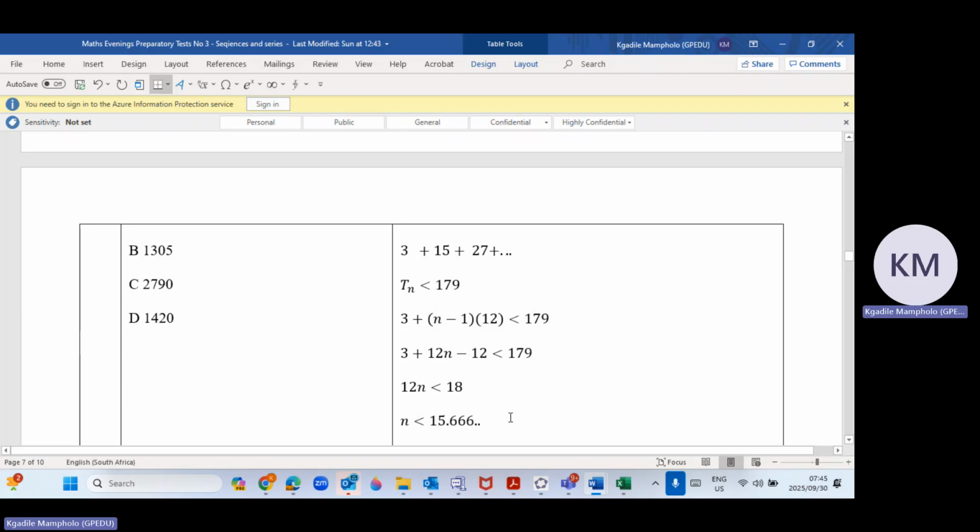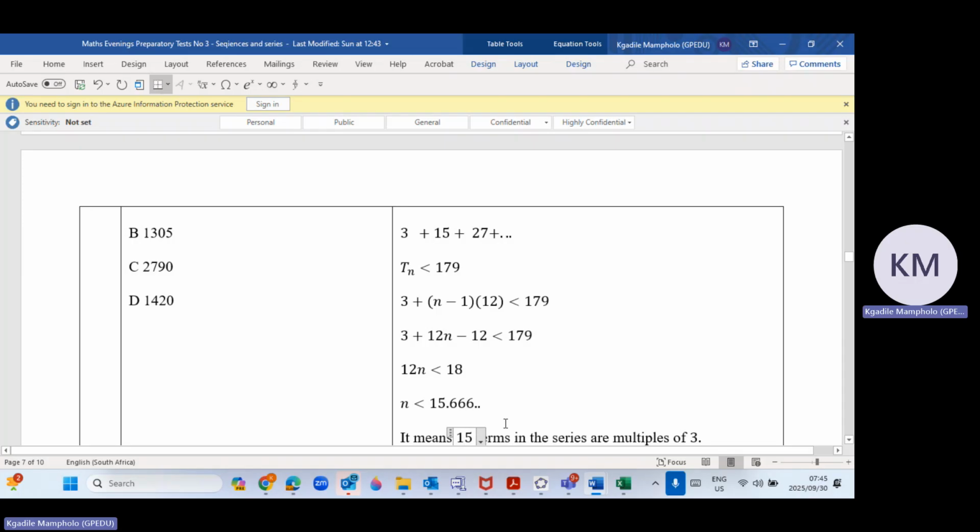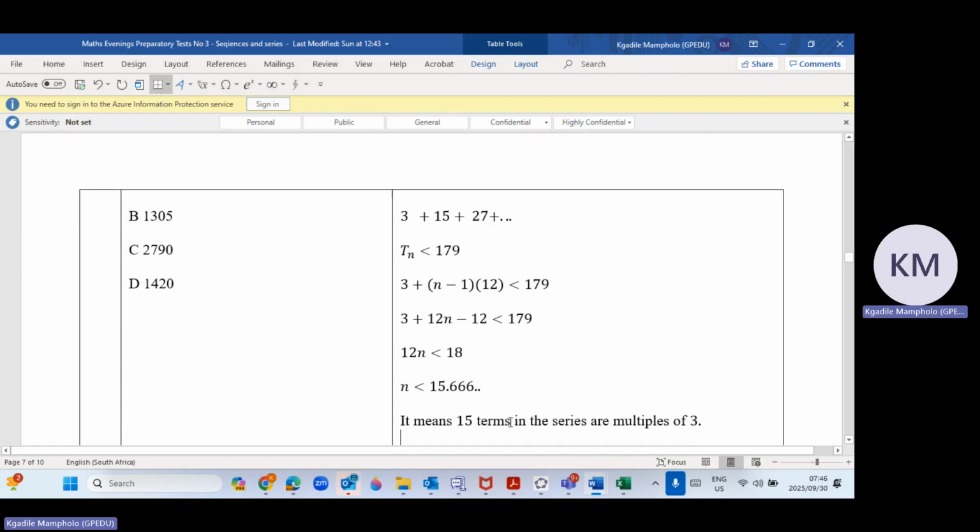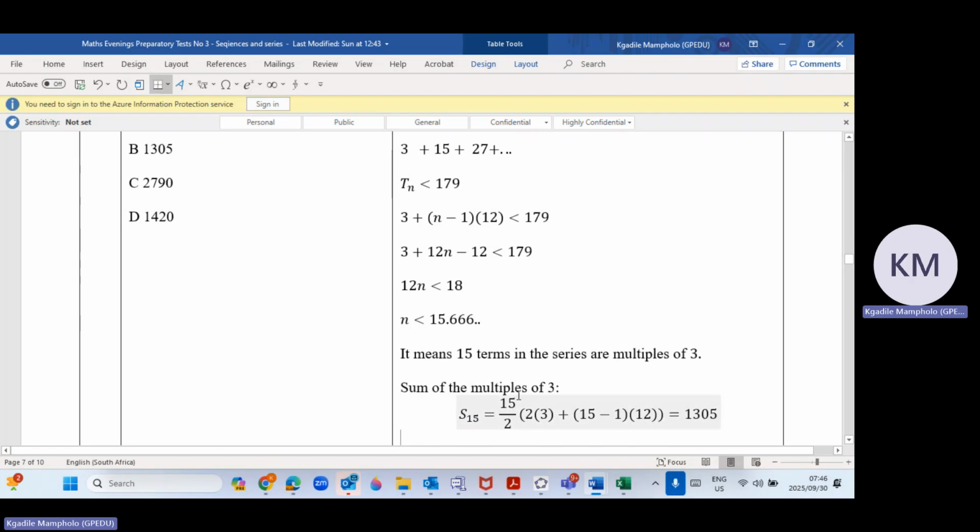It's less than 18, then n would be less than 15.6, but because it's less than, you take the closest whole number which is less than 15.6, it will be 15. It means in this sequence, there are 15 terms which are multiples of 3. Then you calculate the sum of the multiples of 3.